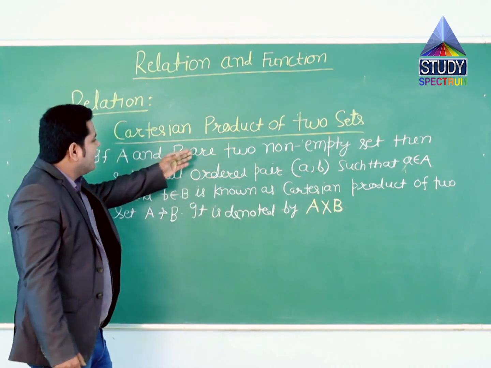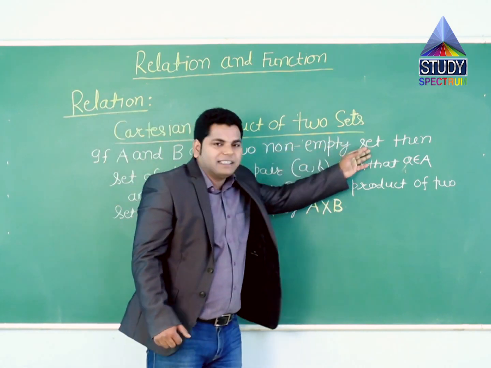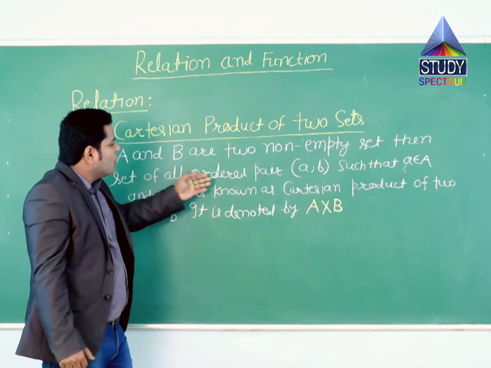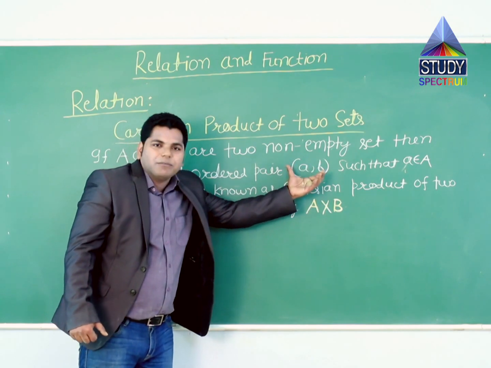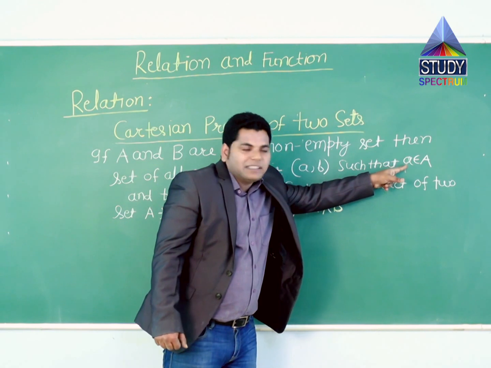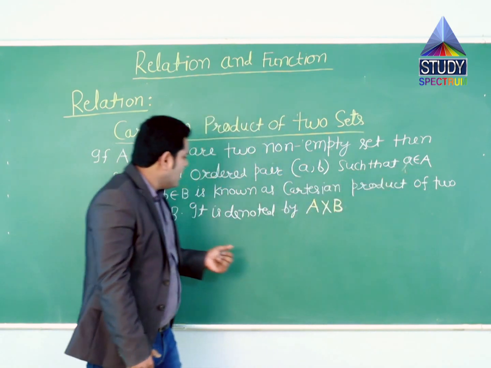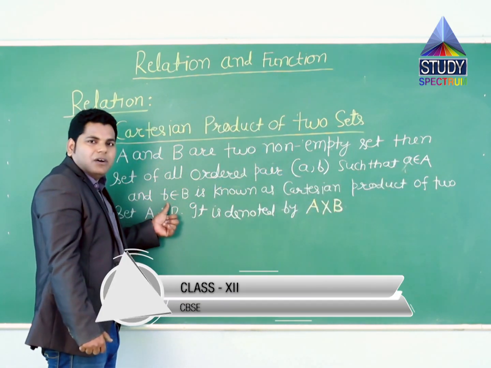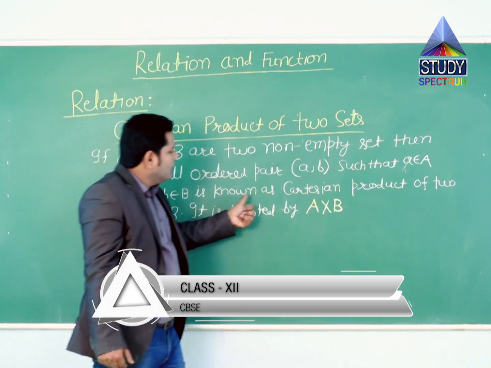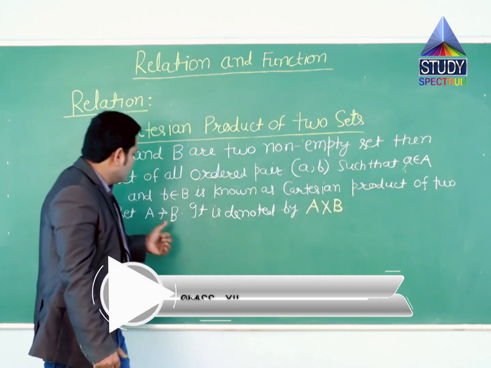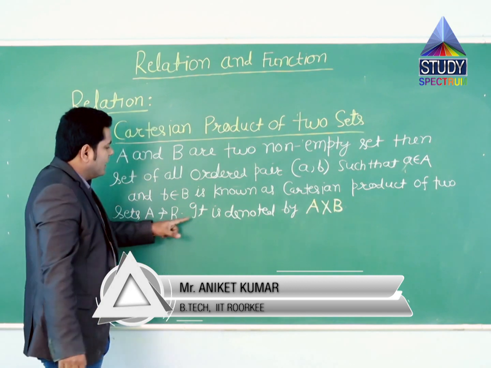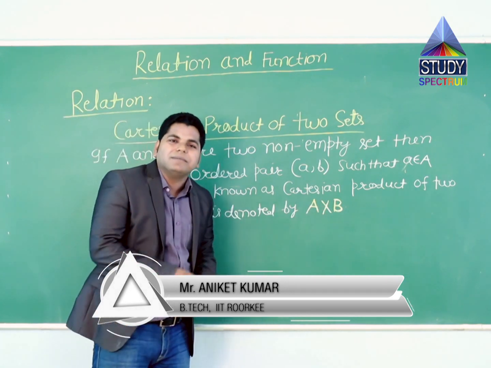If A and B are two non-empty sets, then the set of all ordered pairs (a, b), in small brackets, such that the first element is taken from set A and the second component of the ordered pair is taken from B, is known as the Cartesian product of the two sets A and B, and it is denoted by A cross B.